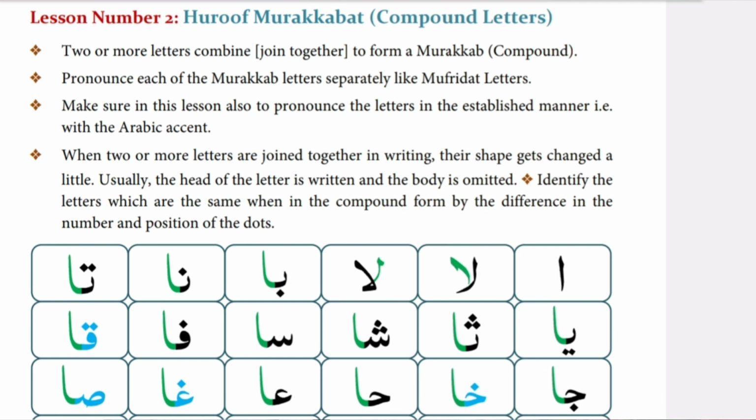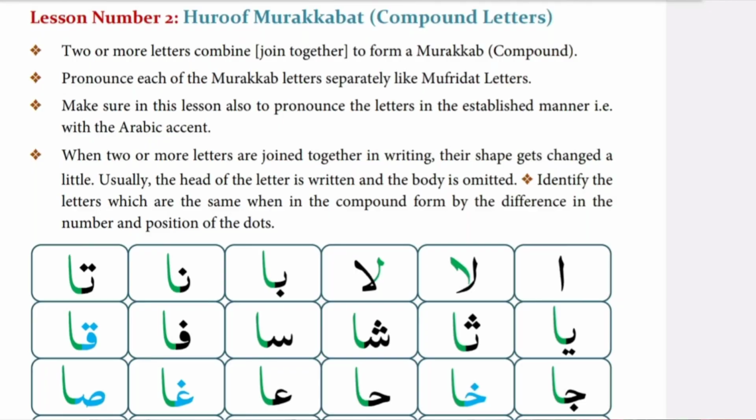like look at the first box in line 3. You can see two letters in this box, Jim and alif. And the shape of Jim has changed. It is not the same as in lesson number 1 because Jim is written with alif here in the compound form. So its shape has changed. Next rule.